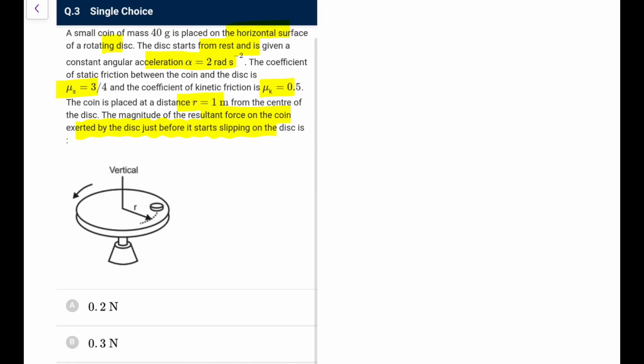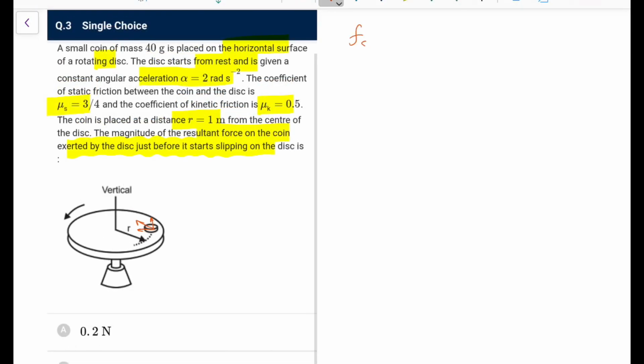Before it starts slipping, Fs acting would be Fs max, which is mu s N, that is mu s mg. So mu s is 3 by 4, and this Fs would be acting like this: one component along the center, one tangential, and that would be the net friction. With m equal to 40 grams, so 40 into 10 to the power minus 3 into 10, we get 0.3 Newton.